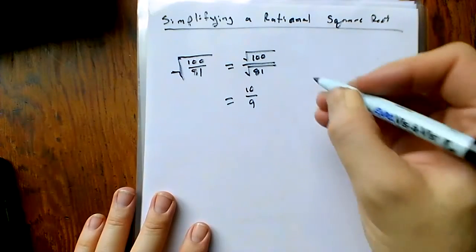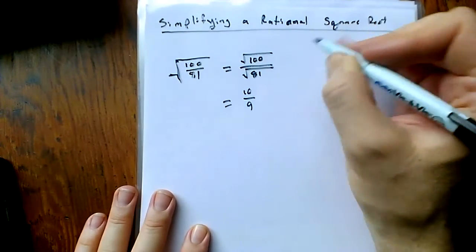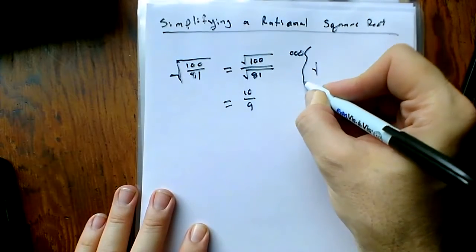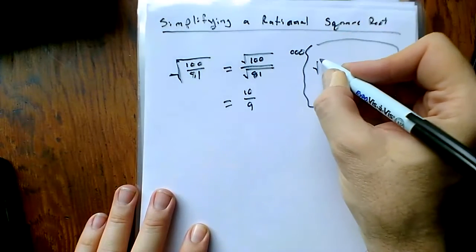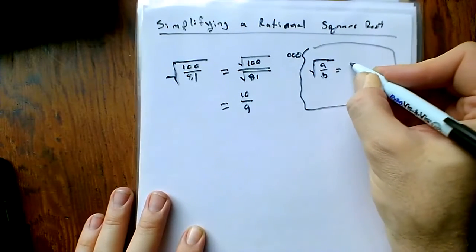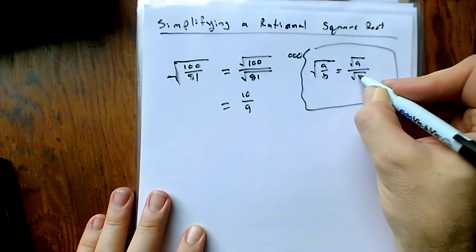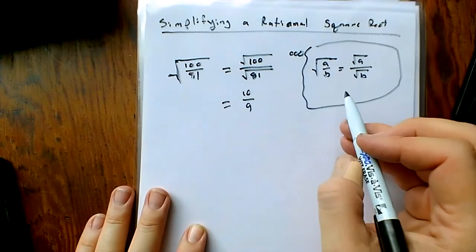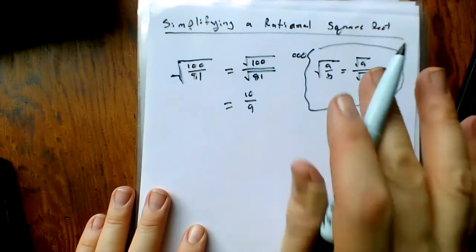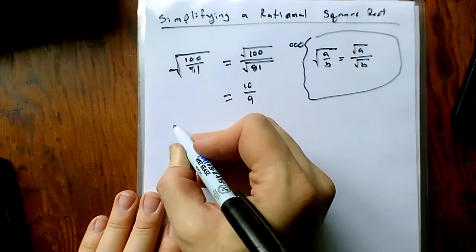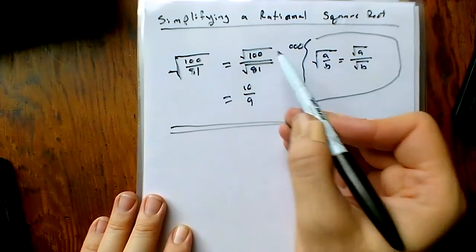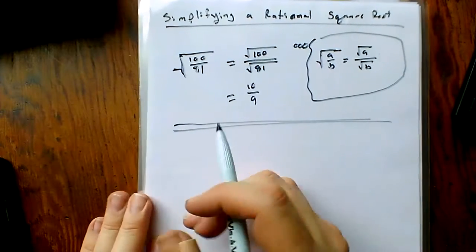Now this is the easy way of doing this. So, and I'll go ahead and put this out here. So this is kind of the broader property. It's the square root of a over b is equal to the square root of a over the square root of b. This only works with multiplication and division. This never works with addition and subtraction. So here's what we're going to do. This is what works for items like this.